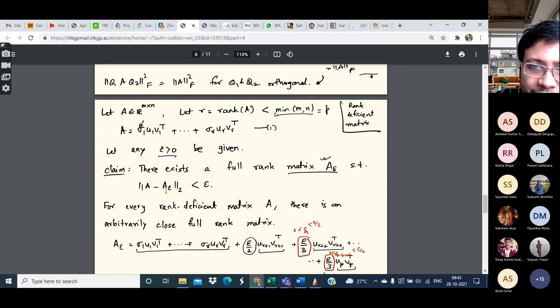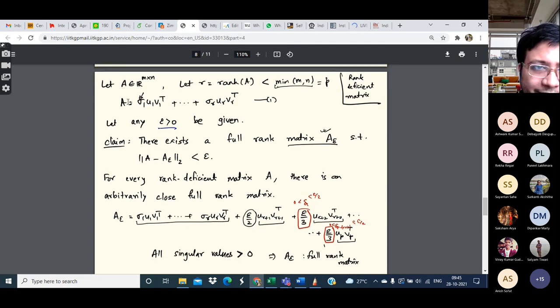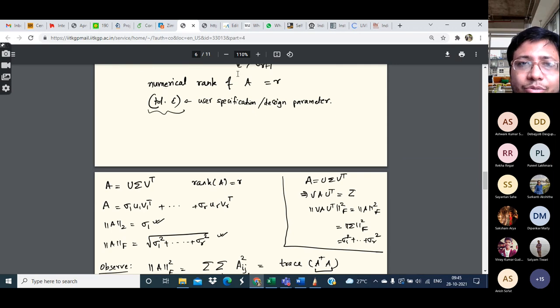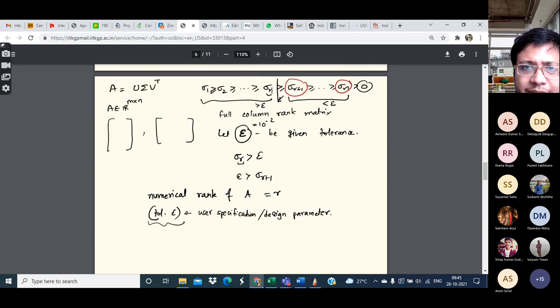Now suppose you are given a matrix A which is M cross N, and let us define the rank of that matrix to be, let us say, R. Please don't confuse these R's. This R is not really the rank of the matrix, but we can call it the numerical rank of the matrix, that is, with respect to this epsilon.